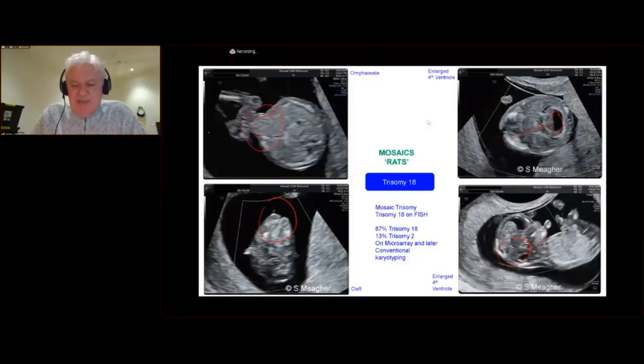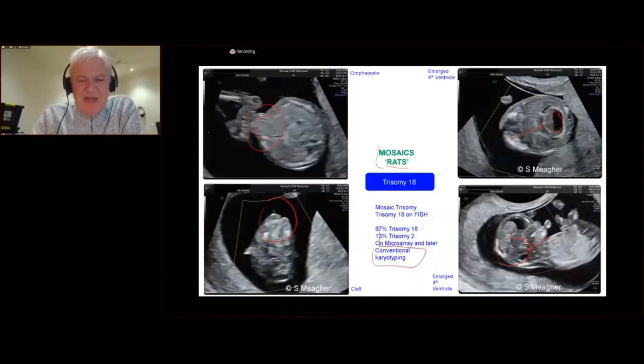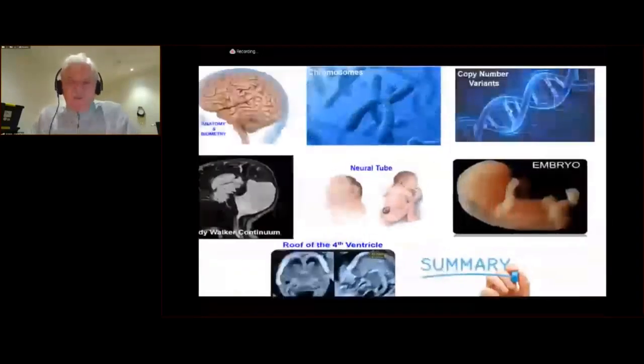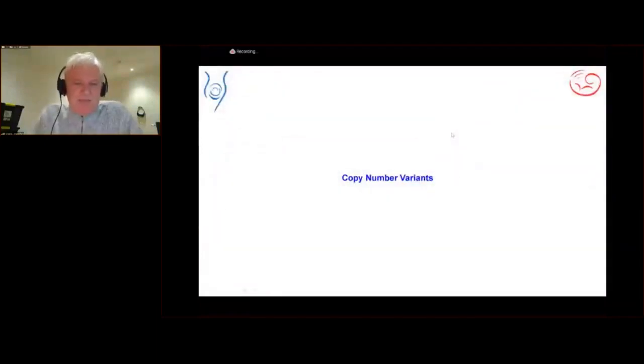And in this case, it was a mosaic trisomy, and increasingly with NIPT we are seeing the rare autosomal trisomies and the mosaics. And we went on to conventional karyotyping after seeing evidence on FISH analysis. And there was 87% trisomy 18 and 13% trisomy 2. And increasingly, we are going to see more of these in the era of free fetal DNA analysis. And on that same note, we are going to increasingly see more copy number variants, particularly as we move into greater depth in analyzing free fetal DNA.